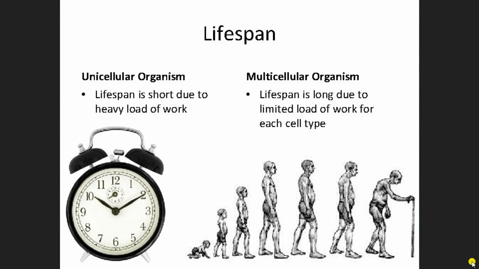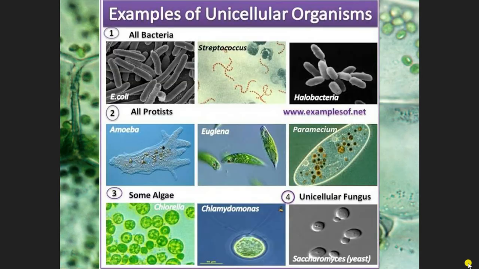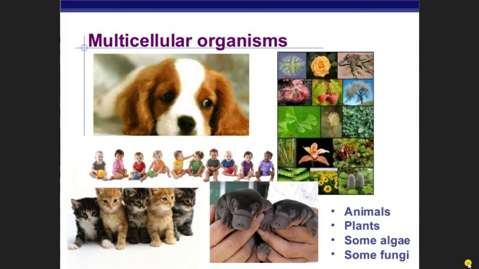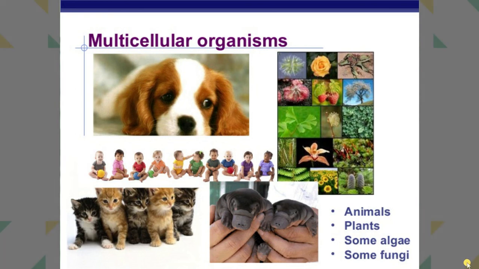That means unicellular organisms live for a very short time. Whereas multicellular organisms have a long lifespan. They live for years. So this was the basic difference between unicellular and multicellular organisms. Examples of unicellular organisms are amoeba, paramecium, and bacteria. Whereas when we talk about multicellular organisms, all kinds, that is plants, animals, dogs, fish and human beings, these are all multicellular organisms.